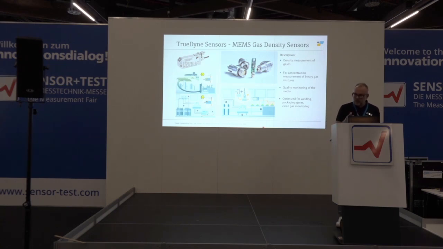These are two examples of gas density sensors we have. So they basically all have a resonating element, and by measuring the natural frequency of this resonator, we can deduce the density of the gas which is in contact with this resonator. That's the basic concept. We mainly use this for concentration measurement of gases in applications.